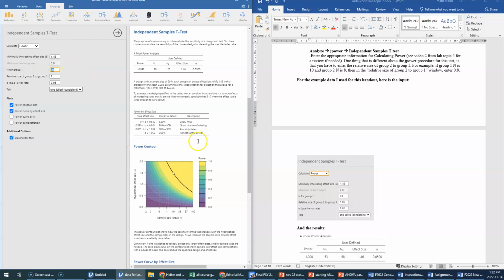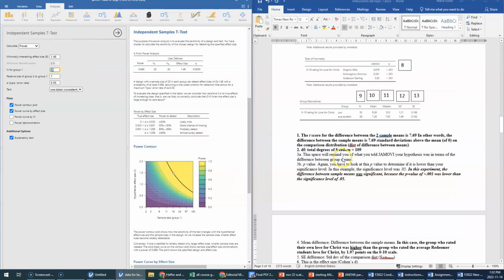So we're going to enter our N for group 1, which we find in this descriptive table here. It gives us our N for each group. Just the way random assignment went, there were slightly more students who completed the average student question than the U question. So we just have unequal Ns. There's 53 in the U group, which is group 1. So we're going to enter 53 in there.